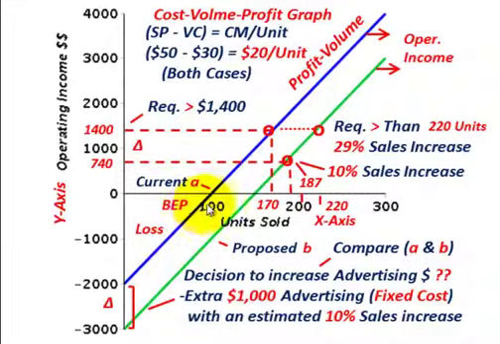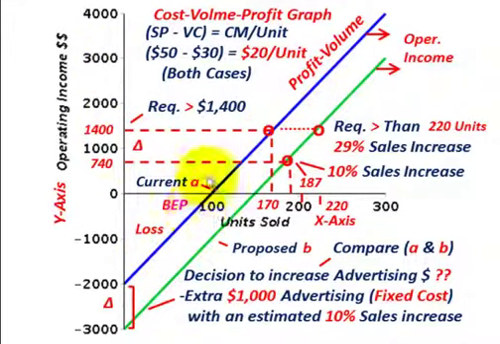So when you're talking about cost, volume, profit, you're going to be looking at your units sold, and I'm showing that on our x-axis here from 0 to 300, and then on our y-axis, this is where we're looking at our operating income. And the point is, when you sell more units, you should have a greater operating income. Okay, so let's go back to our analysis here.